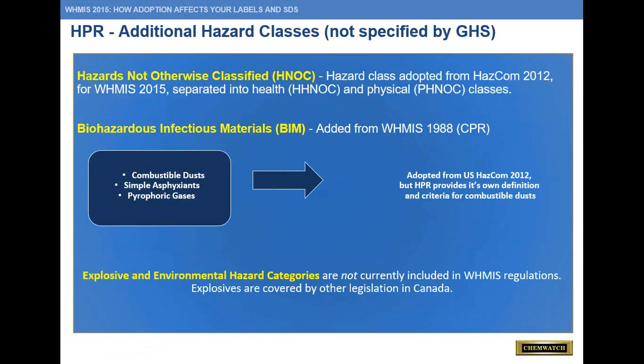So these additional hazard classes, we talked about them earlier under physical and health hazards, are not specified or included by GHS. Hazards not otherwise classified. This is adopted from HazCom 2012, but for WHMIS 2015 they separate it into health and physical classes. There's also biohazardous infectious material. Again, this has been carried over from WHMIS 1988. And you can see, for instance, under dusts, asphyxiants and gases, these are adopted from HazCom 2012, but HPR provides its own definition and criteria for these. So there are some differences. Well, by the way, the explosives and environmental hazard categories, which we talked about, that are in GHS but not WHMIS, that's because these are not currently included in WHMIS regulations. Explosives, as an example, are covered by other legislation in Canada.